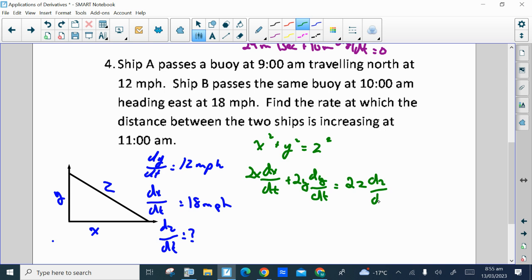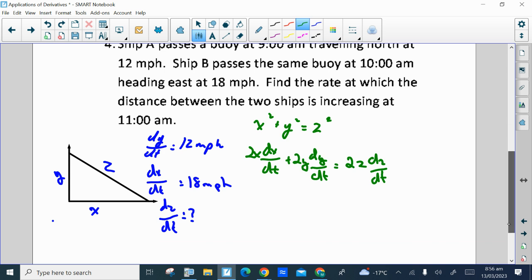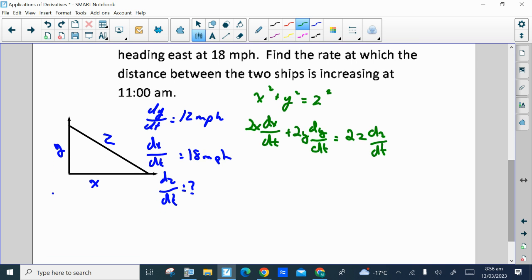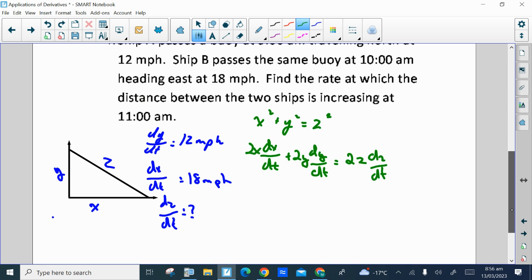All three terms are differentiated with respect to time. We don't have any constants here. So this tells us that we need a value for x, we need a value for y, and we need a value for z at 11 a.m. And so here's how we get those.